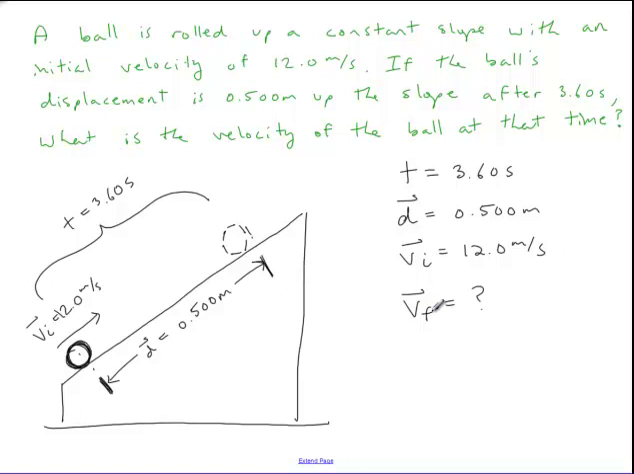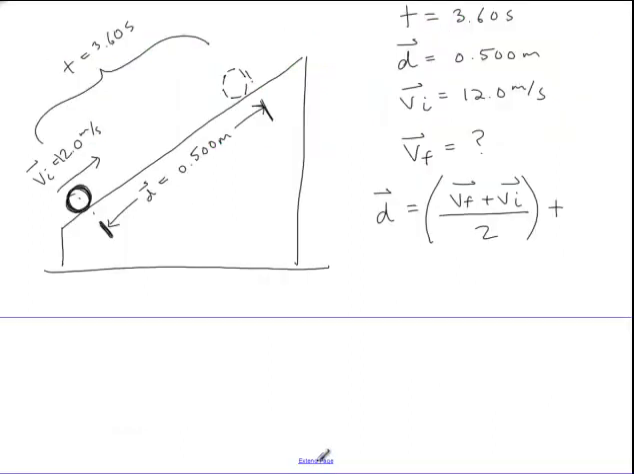So look at your equation sheet and find an equation that has all of these variables, and you'll find this one, which says d equals vf plus vi, all over 2, times time. Now we want to rearrange this one and solve it for vf. We'll do this one the long way. Multiply each side by 2.